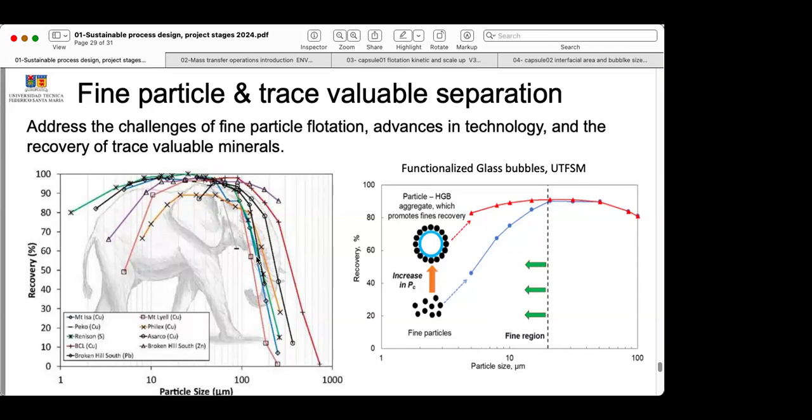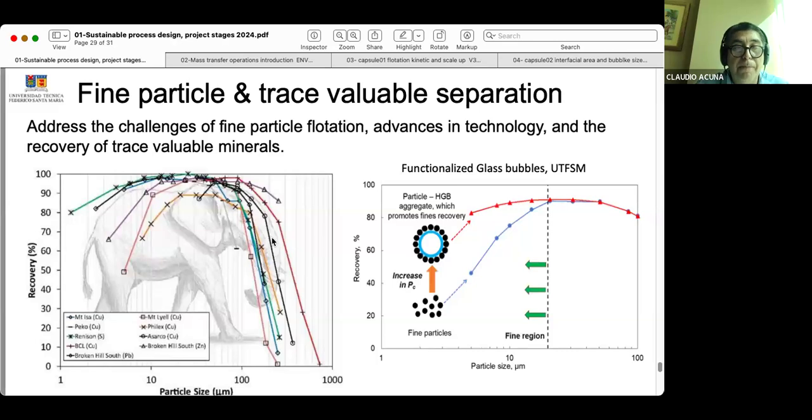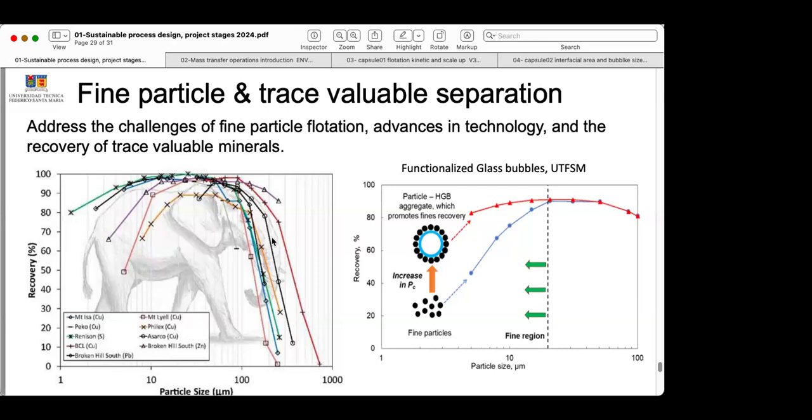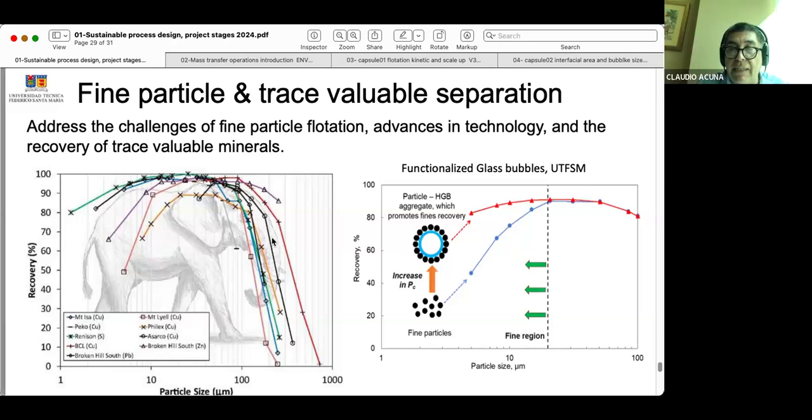In this case, you're talking about flotation? Yes, it is flotation. In this case, the particle sizes are too big, so the interaction with the bubble is not very good. Okay, can you be more specific and more technical?